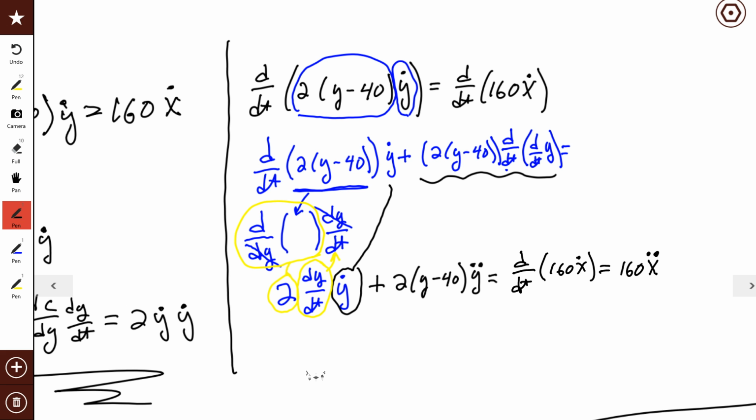So this is what I have. Let me simplify it a little bit. This is going to be 2, the dy/dt is y dot, times another y dot, plus (2y − 40) y double dot equals 160 x double dot. And that is the same equation that I had when I did it with Mathematica.